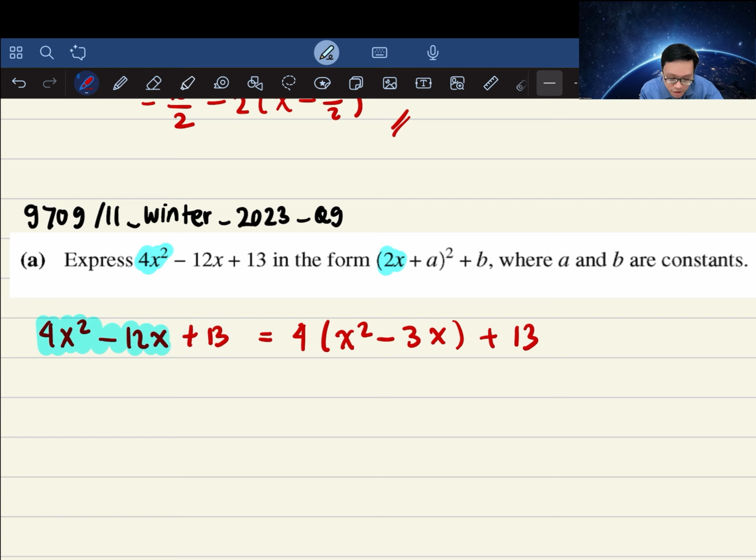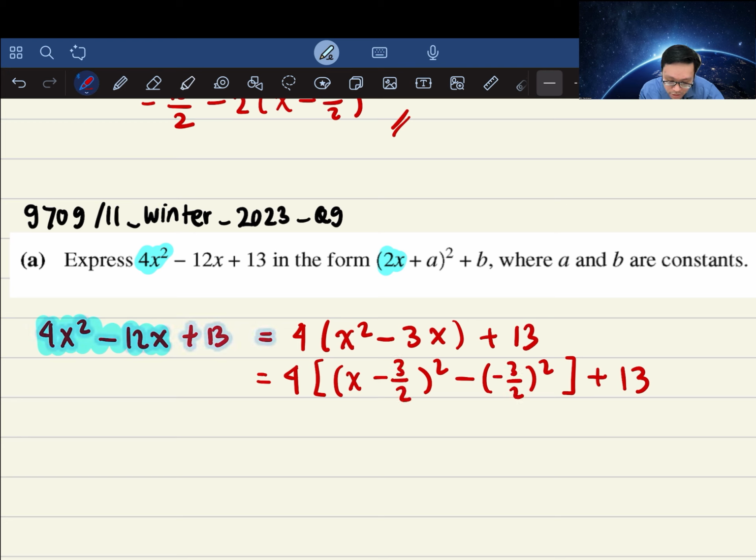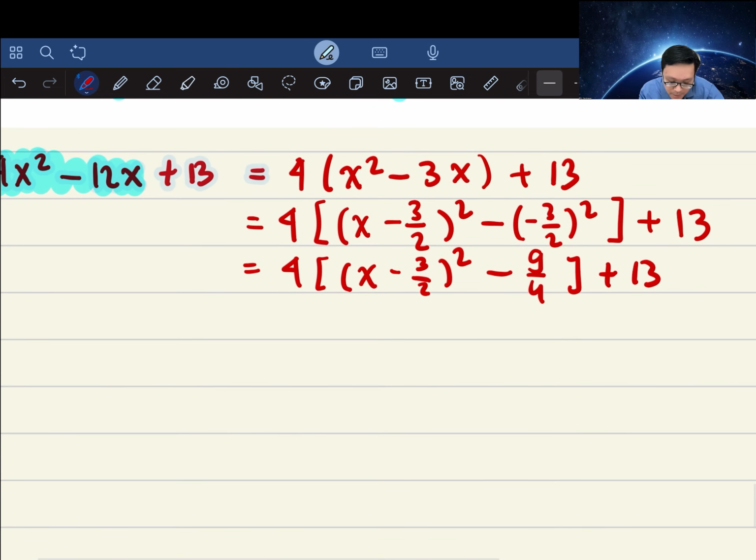And then we do completing the square. This is the completed square minus the missing square, plus 13. So this is x, and we divide the b by 2, becomes minus 3 over 2, and we put the b over here too. And then we do the algebra. Minus, this is 9 over 4, plus 13. And we expand, becomes 4 times x minus 3 over 2 squared minus 9 plus 13.